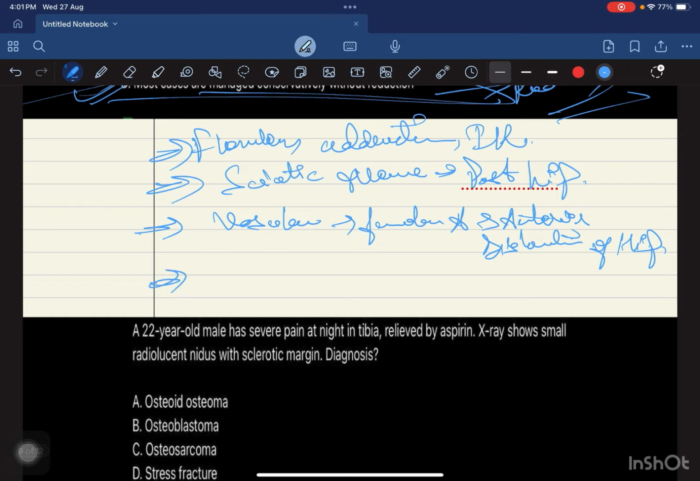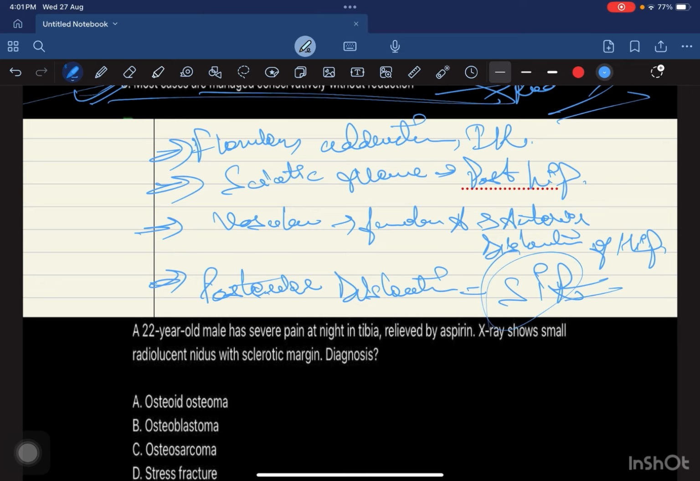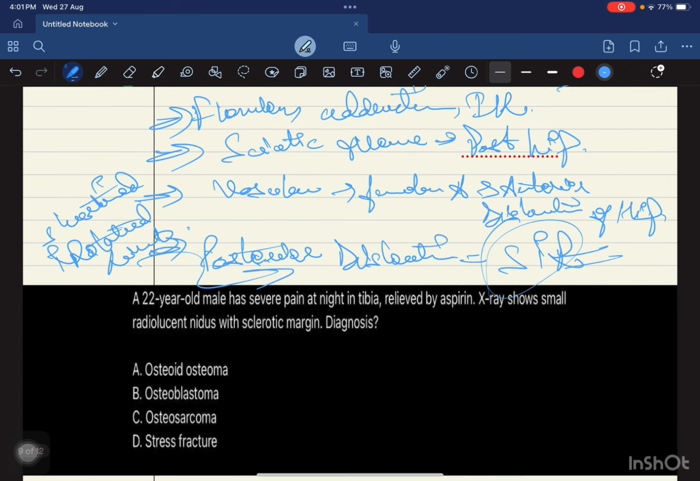Now for posterior dislocation, we also have shortening and internal rotation. The shortening of the limb is also associated with posterior dislocation. So it can be remembered by the mnemonic SIR: shortened and internally rotated limb. Okay, so done with this question. Moving on to the next one.